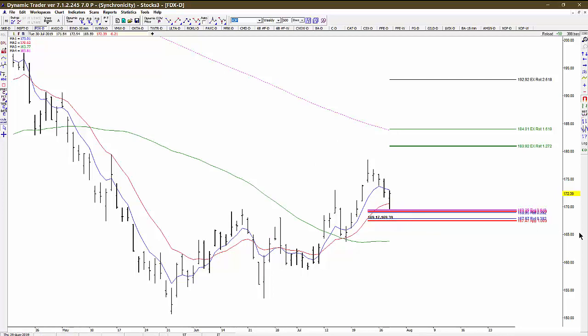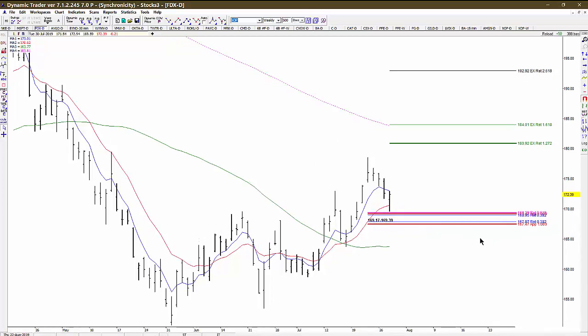Now, if the first area doesn't end up holding, I will look at one other area that comes in below it. And this also includes a symmetry projection, 167.47, and then the second price relationship is a 382 of one of these prior swings. So those are the two areas that I would focus on at this point.